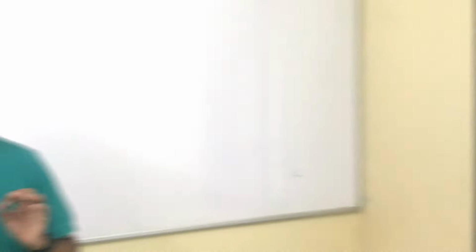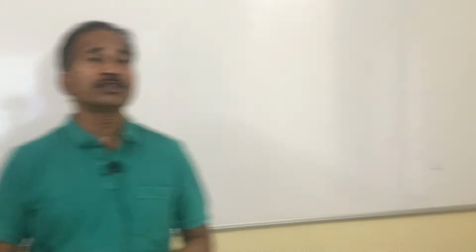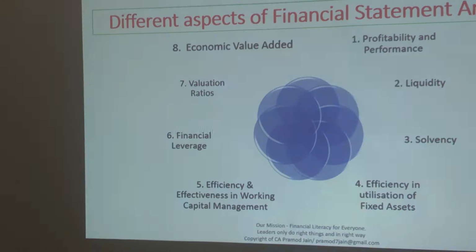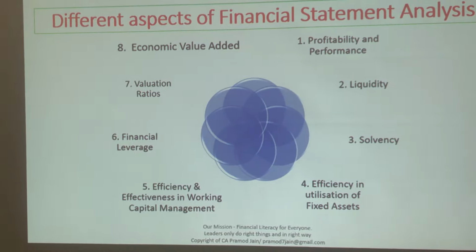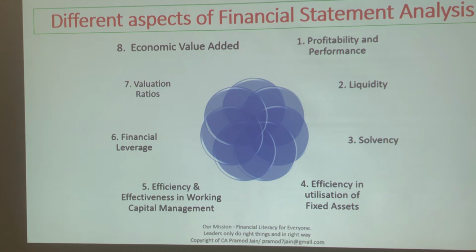Number one is profitability and performance. Number two is liquidity. Number three is solvency. Number four is efficiency in utilization of the fixed assets. Number five is efficiency and effectiveness in working capital management. Number six is financial leverage. Number seven is valuation of a business, and number eight is economic value added, which is the overall indicator of how that business is doing.